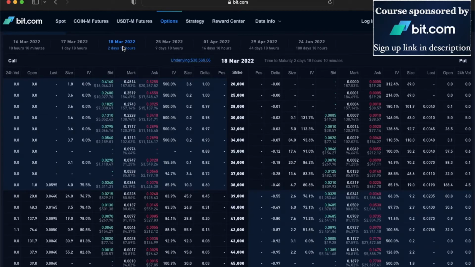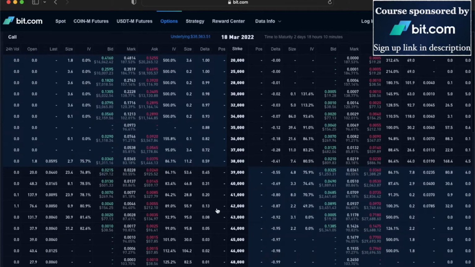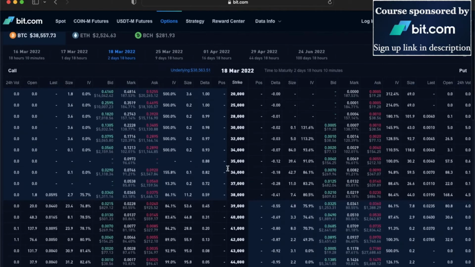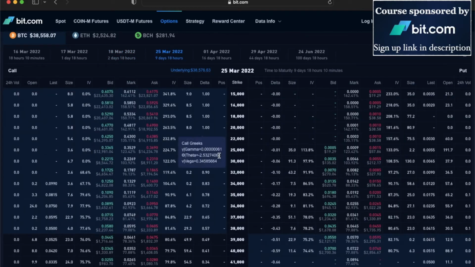So here you can see it is $829 and $500 for the 40,000, but the 25 March contract is almost double, trading at double the price, or even I think triple the amount of what it is for the 18th March. Yeah, so you can see here.